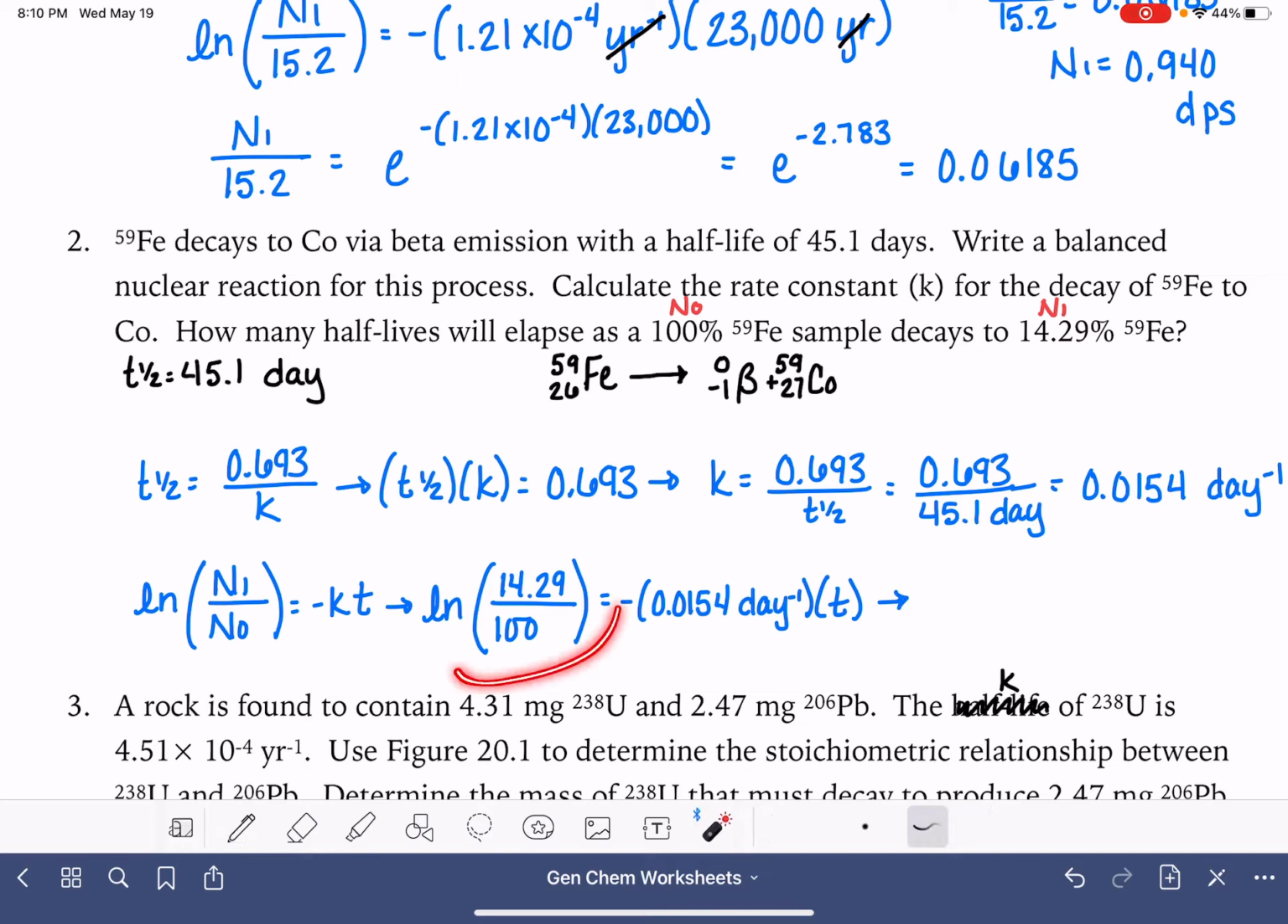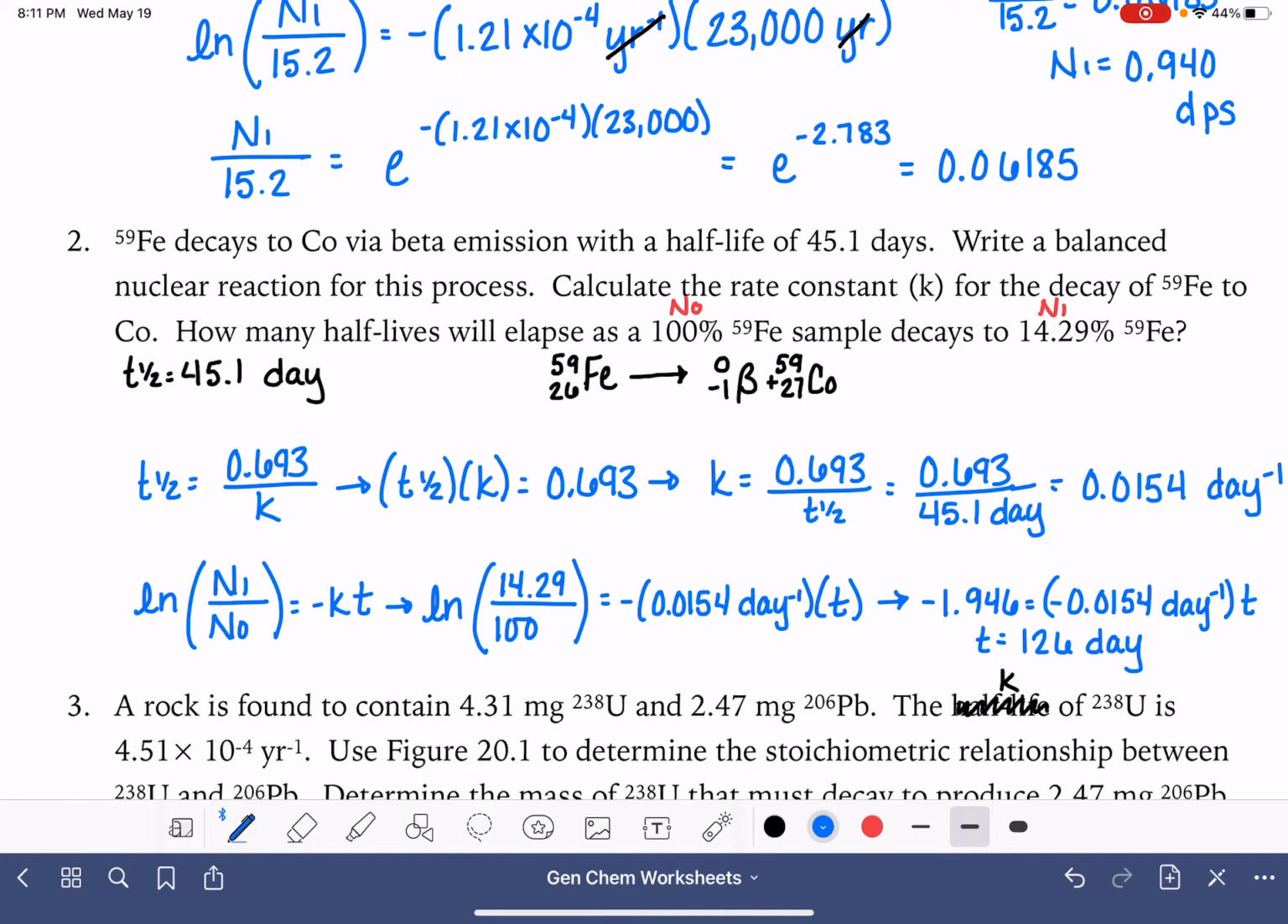Let's solve the left-hand side first. The natural log of 0.1429 is negative 1.946. The right-hand side is negative 0.0154 days to the negative 1 times the time. We can solve for the time. Time is negative 1.946 divided by negative 0.0154. That is 126, and the unit is days.